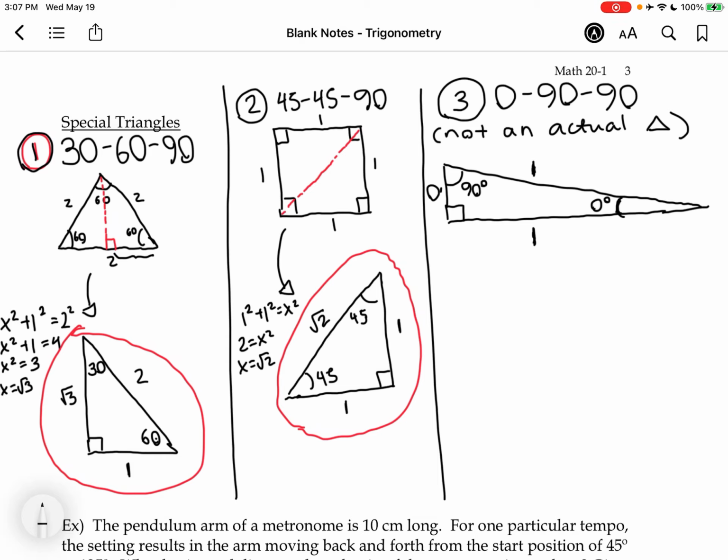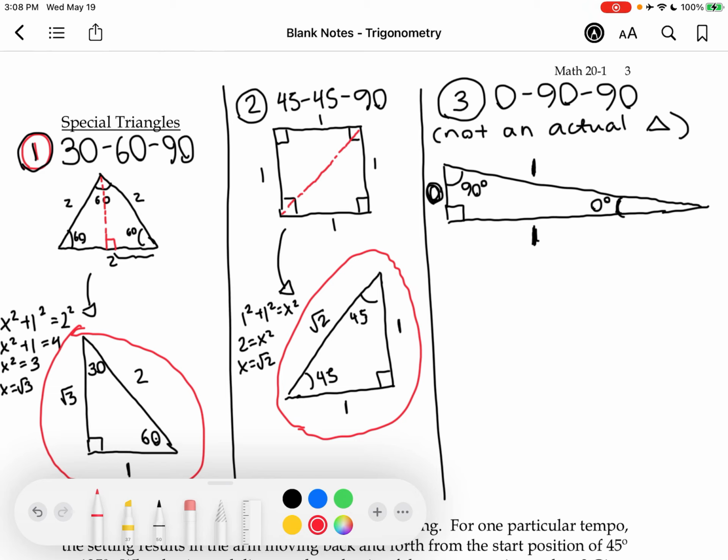If I want to know the sine of 90, I would go 1 over 1, opposite over hypotenuse, and the sine of 90 happens to be 1. If I want to know the cosine of 90, I would go 0 over 1, adjacent over hypotenuse, and the cosine of 90 is 0. And if I want to know the tangent of 90, this one's interesting, and you'll learn a lot more about this next year, that is 1 over 0, which is undefined. The tangent of 90 degrees happens to be undefined.